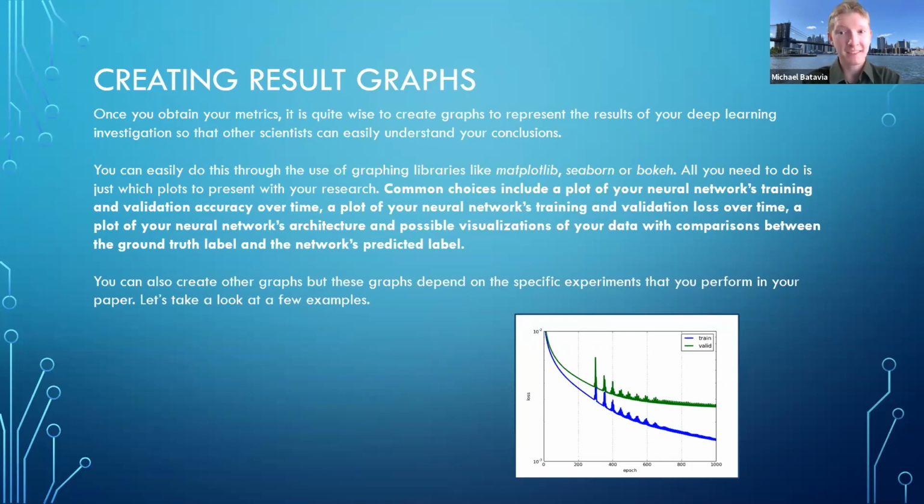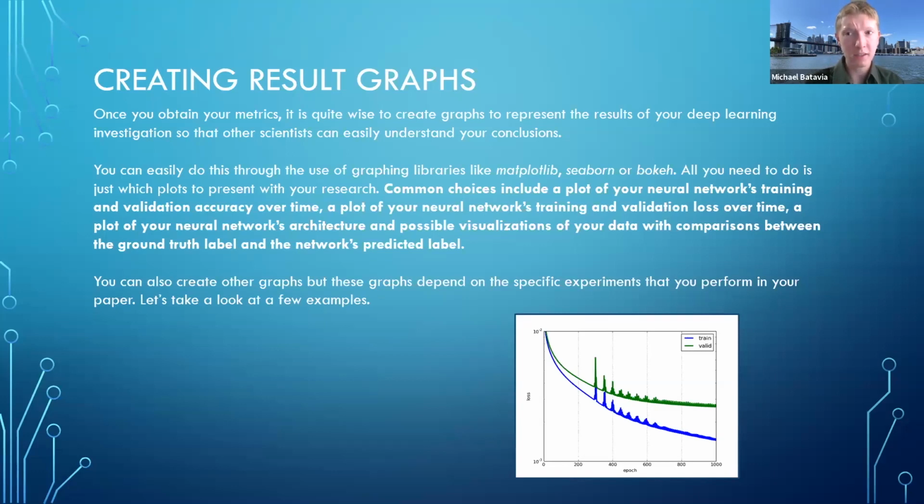And some common choices of plotting the data, so scientists can eat with their eyes, are a plot of your neural network's training and validation accuracy, a plot of the neural network's training and validation loss, a plot of the neural network's architecture, and possible visualizations of your data, showing what did my neural network predict and what was the actual label? So you could show how your neural network performs on a specific data point.